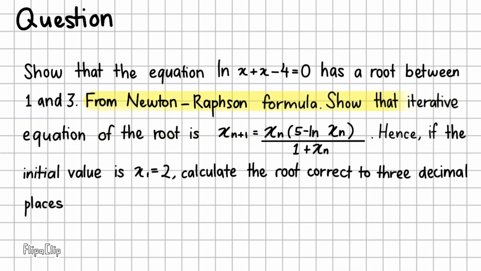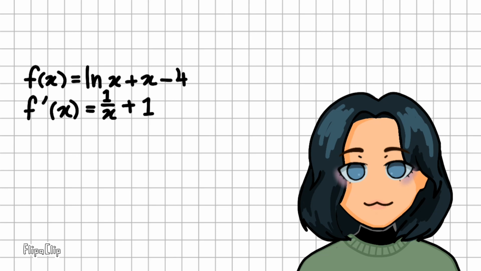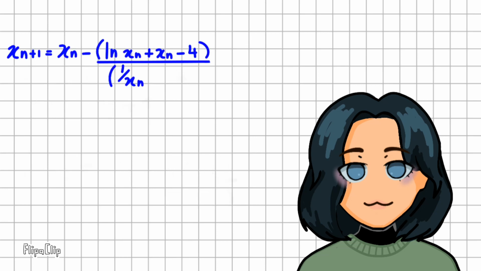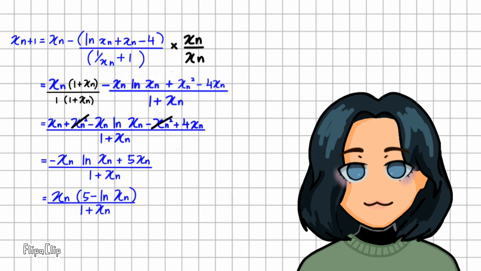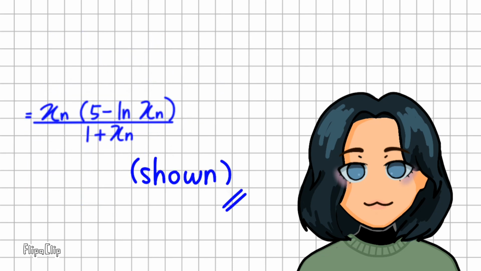Next, from the Newton-Raphson formula, show that iterative equation of the root is x(n+1) equals xn minus ln xn over 1 plus xn. So now we have to differentiate our f(x) equation to get the f prime x equation for our formula. We only need to put both of it into our Newton-Raphson formula. After that, we change it into the simplest form. In conclusion, it is shown that the iterative equation of the root is x(n+1) equals xn minus ln xn over 1 plus xn.